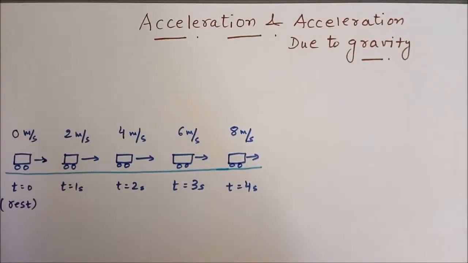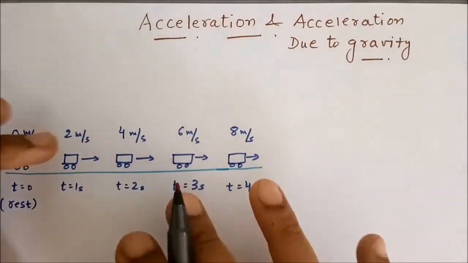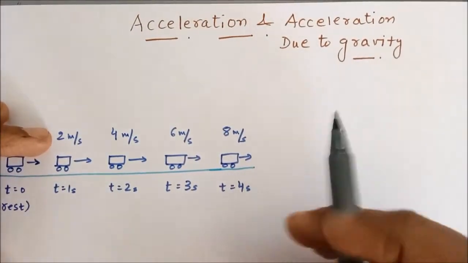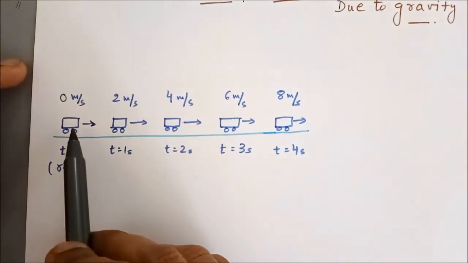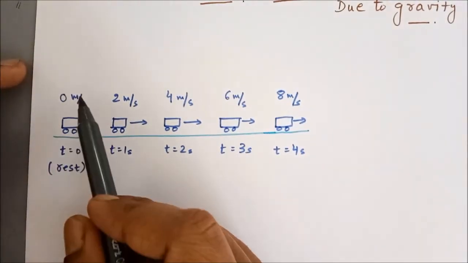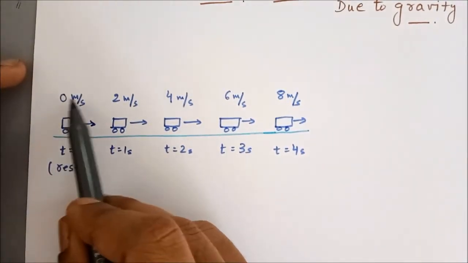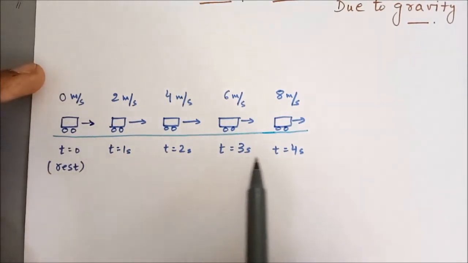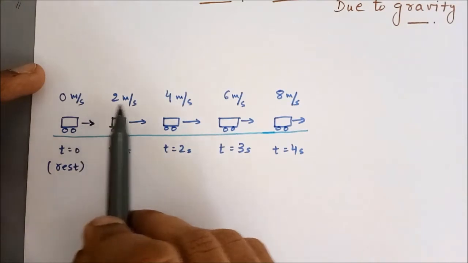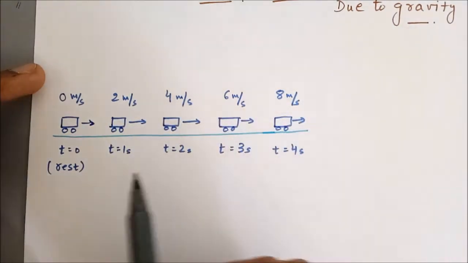Hello everyone. Today we are going to discuss acceleration and acceleration due to gravity. Here we are given a situation where there is a toy car, and initially the toy car is at rest at time equal to 0, its velocity is 0 meter per second, and as time passes the velocity of the toy car is also increasing.